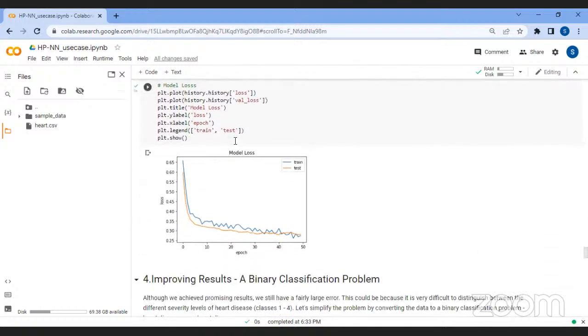In the same way, we have plotted the losses also. So how is the loss function going here? We have compared train and test, and the loss was decreasing tremendously as the number of epochs increased.